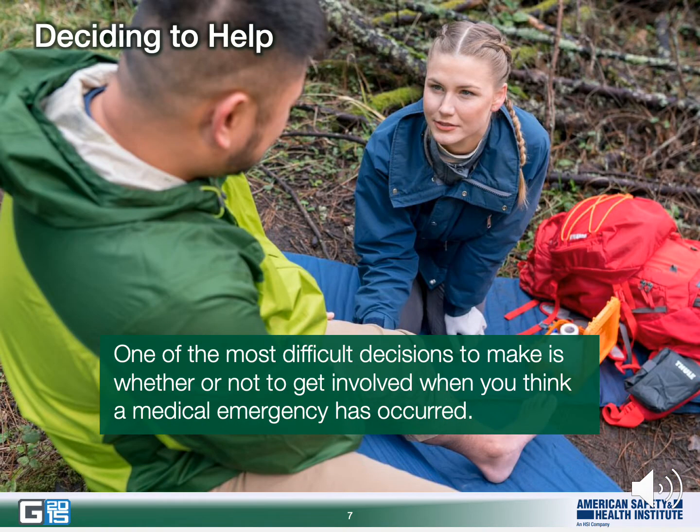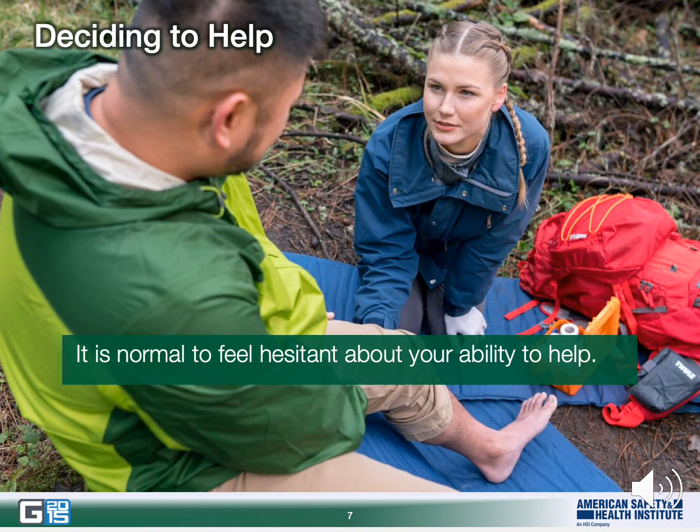One of the most difficult decisions to make is whether or not to get involved. It's a tough situation, but if we make the decision to get involved, then we need to be prepared to act. It's normal to hesitate, and to be unsure about your ability. But if you don't help, who will?